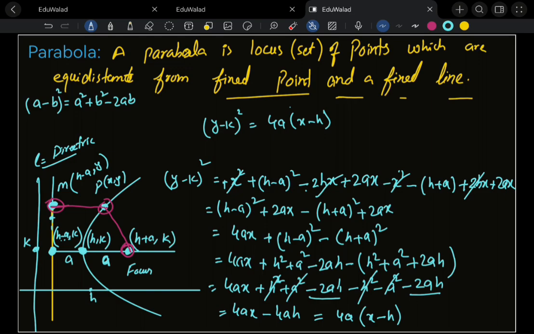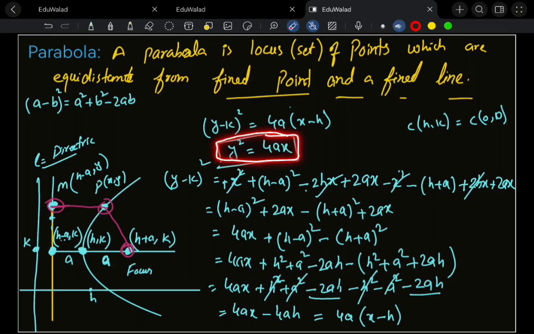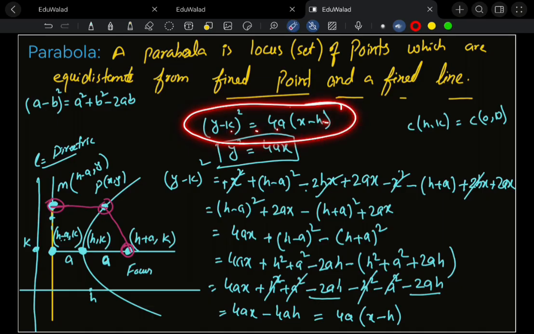If we put the values of k and h equal to 0, we already know that the center points are h and k. So if we put the center points as 0 and 0, the center is lying on the origin, then h and k will be 0. So this equation becomes y square equals 4ax. Because this parabola lies in the first quadrant, its general form is y minus k whole square equals 4a into x minus h.